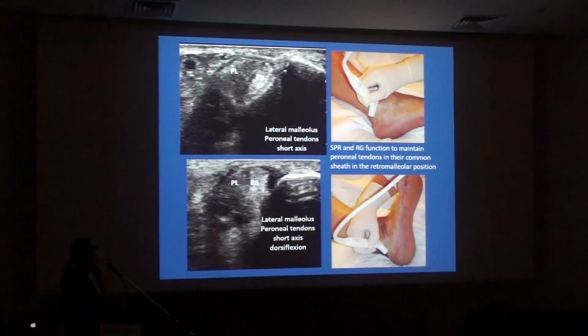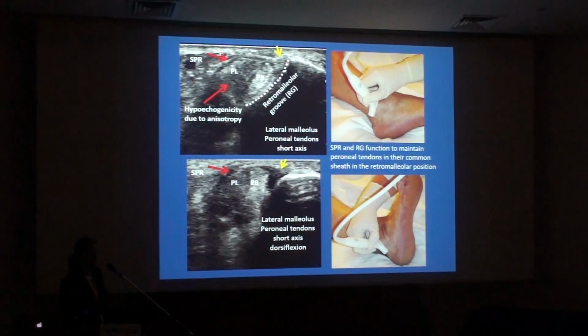Now on the short axis images, you can see over here the Peroneus brevis, which is in front of the Peroneus longus. And then you can see that Peroneus longus is hypoechoic due to anisotropy. And here you see the superior peroneal retinaculum above the tendons. Here is the retromalleolar groove, and the yellow arrow points to the little fibrocartilaginous ridge, which deepens the peroneal retromalleolar groove at the place where the superior peroneal retinaculum is attaching.